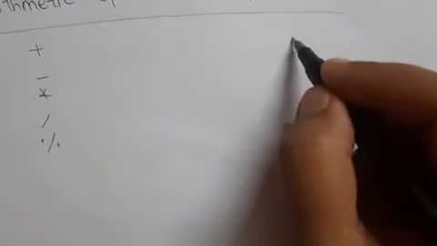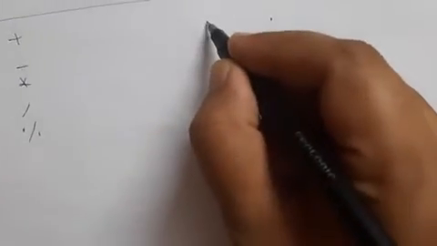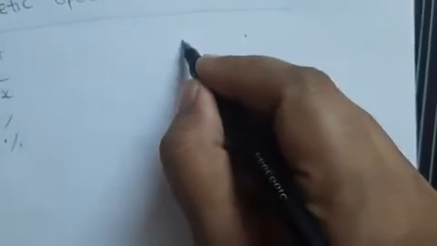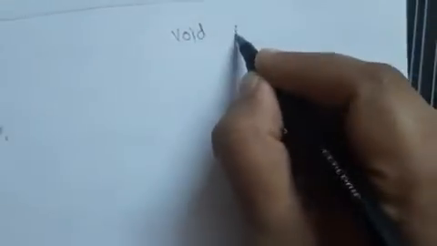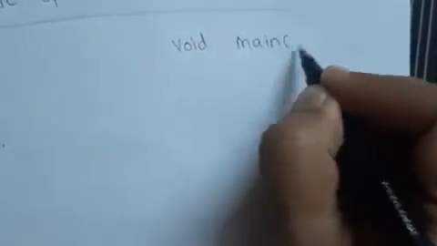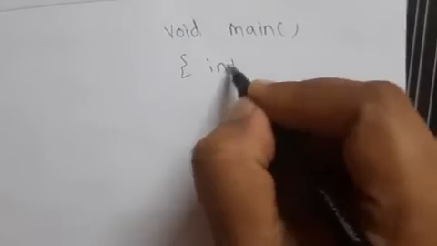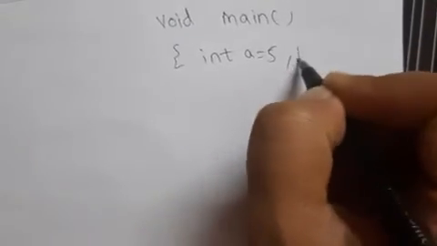Let us take two pointers now. Okay, let us take two variables. Let us see like this. Void main. I am taking two variables. A value is 5, B value is 6. A is 5, B is 6.